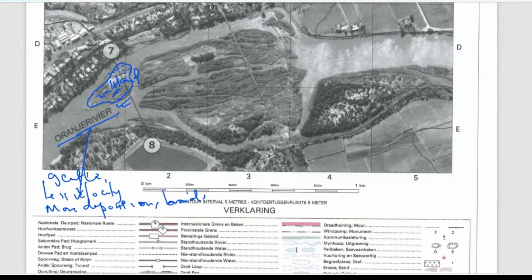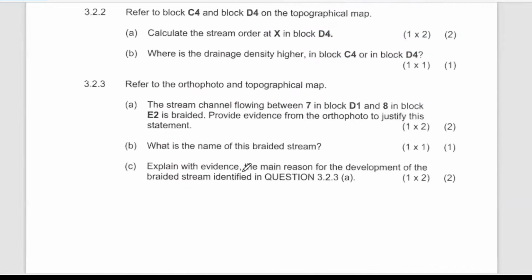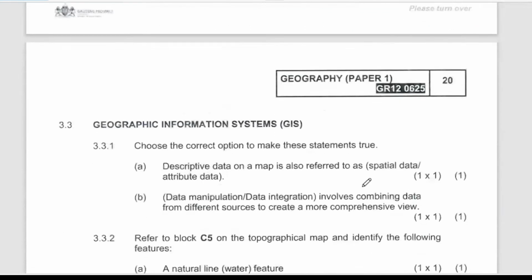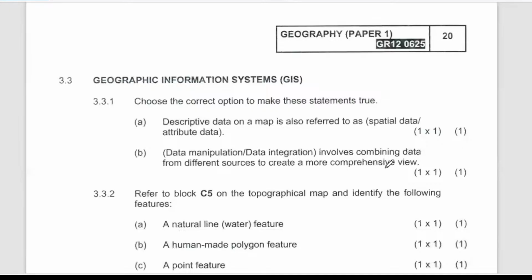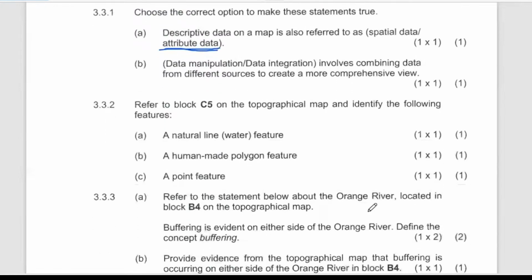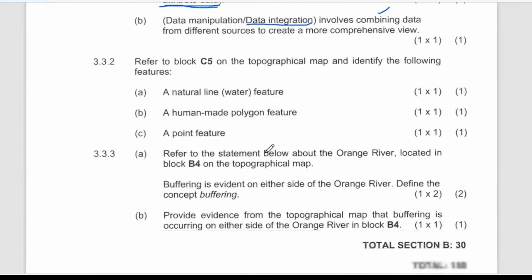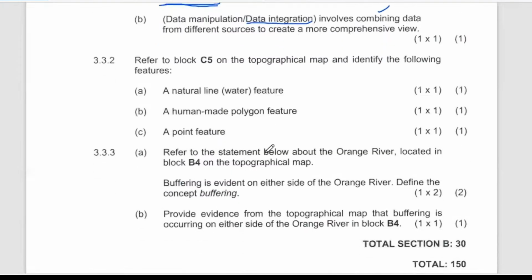Right, number 331, we go on to the question paper. It says, choose the correct option to make these statements true. Descriptive data on a map is also referred to as what? What kind of data is that? That is attribute data. Descriptive data is attribute data. Data manipulation or data integration involves combining data. When we are talking of combining data, we are integrating. That is data integration.